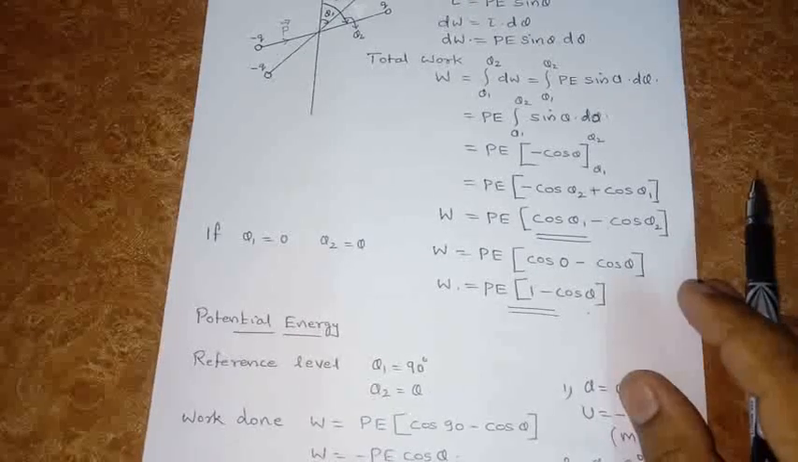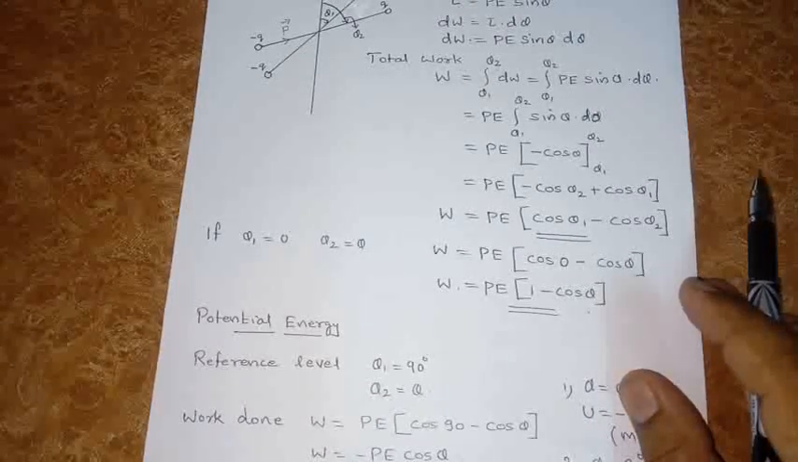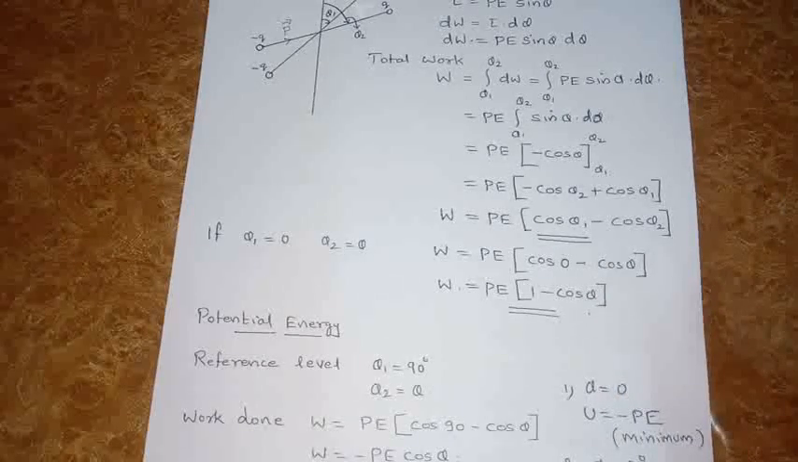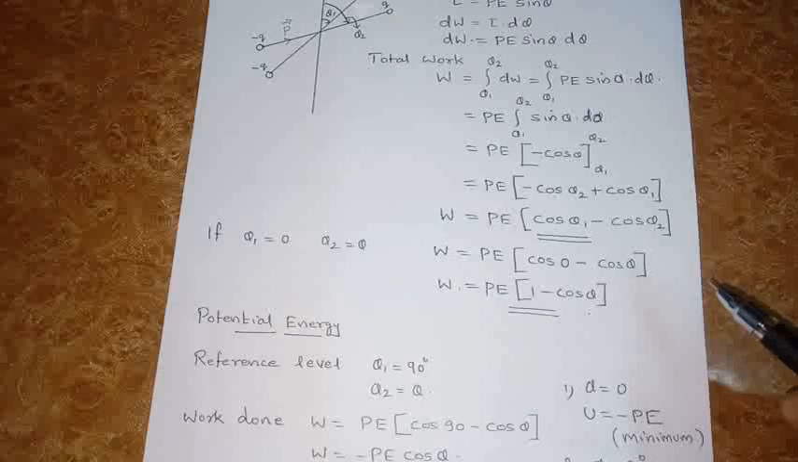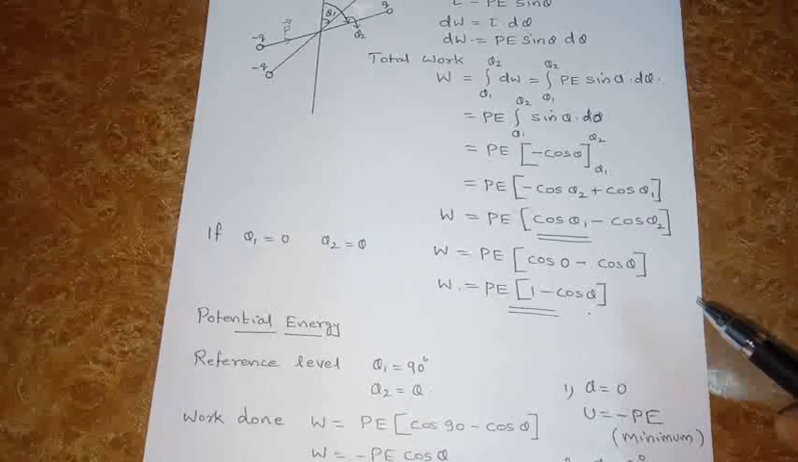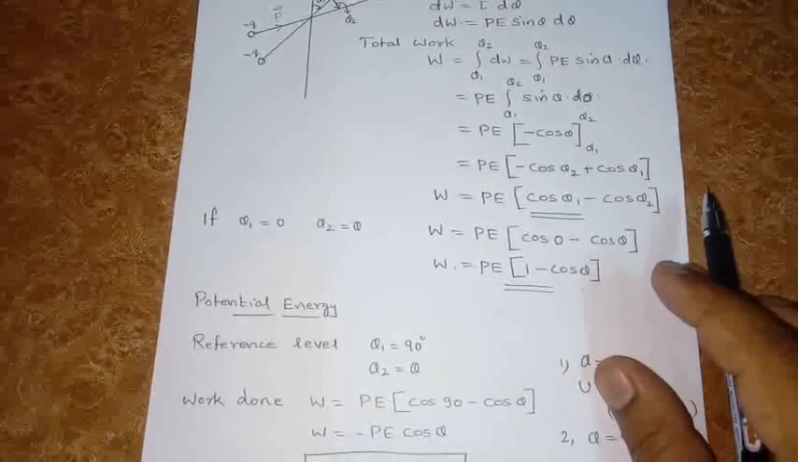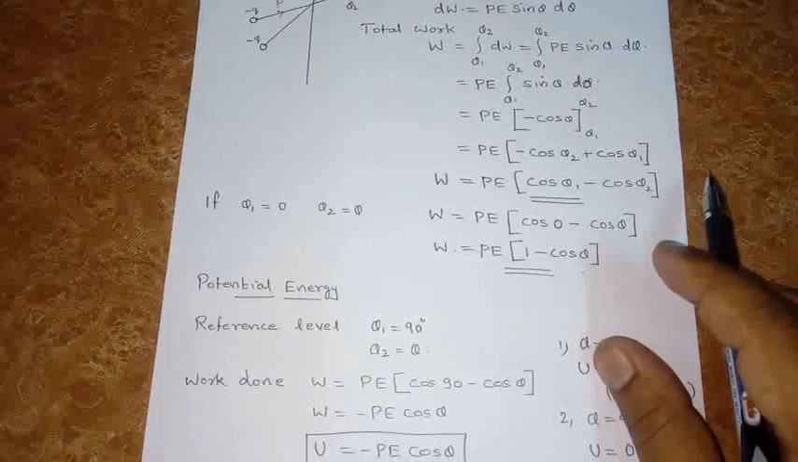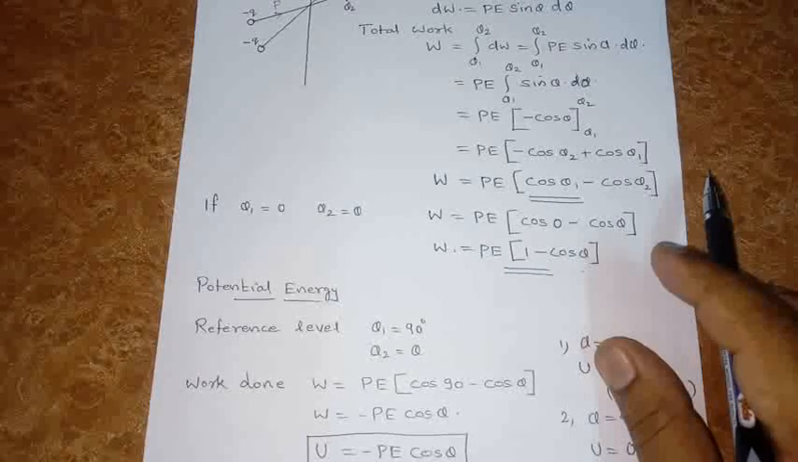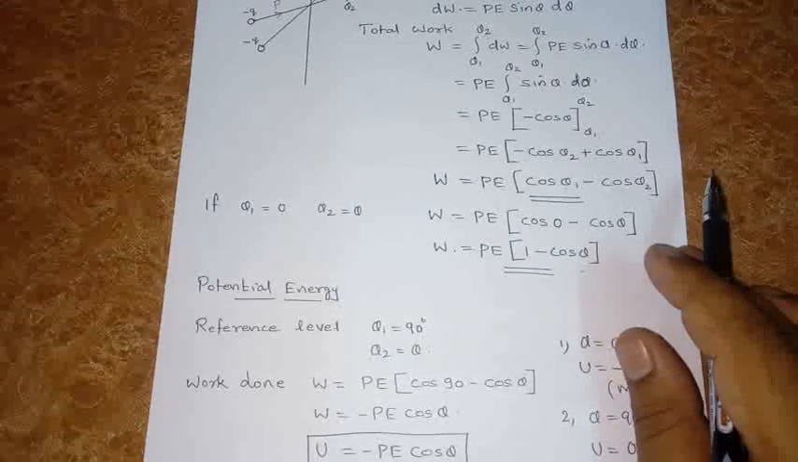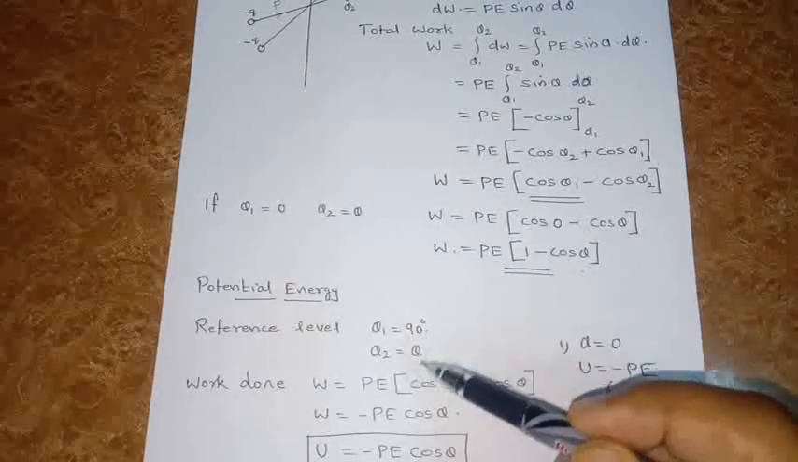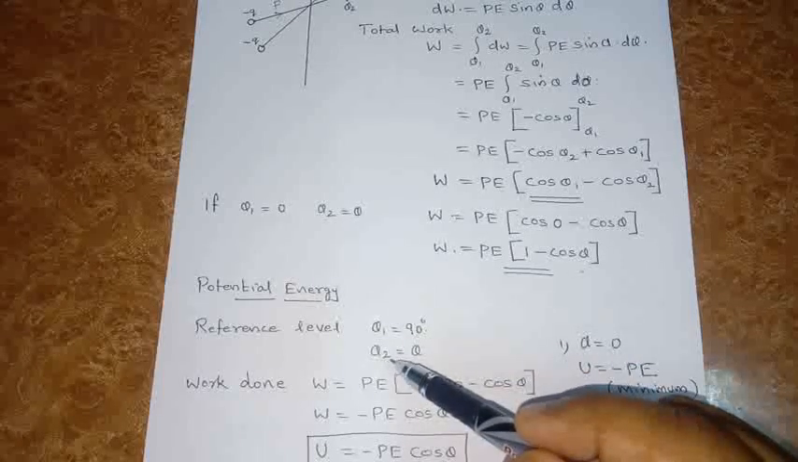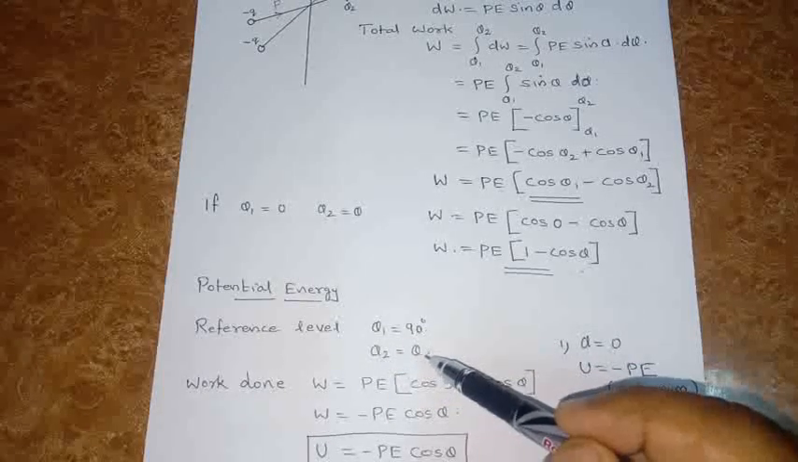Now let us consider what potential energy is. Potential energy should be studied with respect to a reference point. We assume that when the dipole is placed perpendicular to the electric field, the potential energy is 0. Potential energy is assumed to be 0 there, so that is taken as the reference point to study potential energy. So theta 1 is equal to 90 degrees, and from there the dipole is oriented or aligned at any other direction, theta 2 is equal to theta.